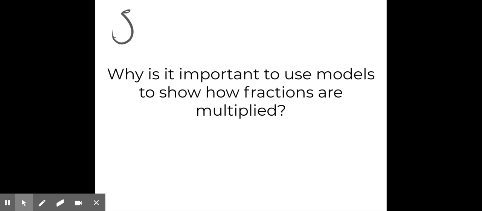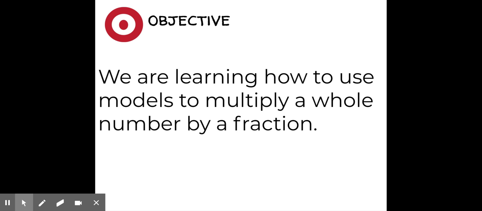I think it's important to use models because models help us understand the value of a fraction, and it also helps us see how fractions can be multiplied and how that number changes. It gives us a visual representation that makes it easier to understand when we're solving problems. So with that, we're going to continue to use models today, and we're learning how to use models to multiply a whole number by a fraction.